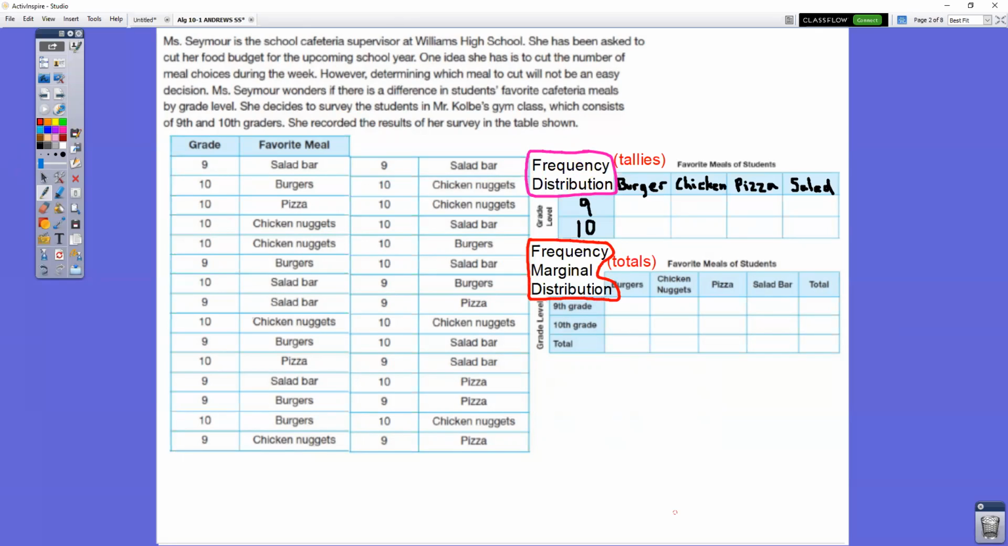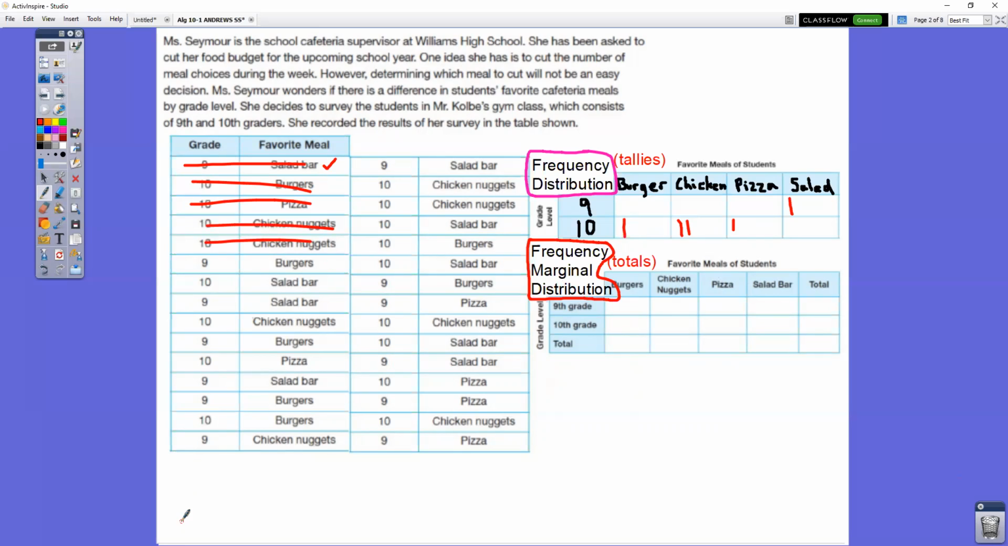When you go to organize your survey data, what I would suggest doing is either putting a little check mark after you do each one, or maybe crossing them out as you go. That way you won't miss any. So the first one is a 9th grader said the salad bar was their favorite meal. So in our tallies, we go 9th grade, salad bar, we put one little slash in the salad bar part. Next one is 10th grade burger. So 10th grade burger, we put one little slash there. Next one is 10th grade pizza. We put one little slash there. Next one is 10th grade chicken nugget, and we have another 10th grade chicken nugget. So we have 2 there.